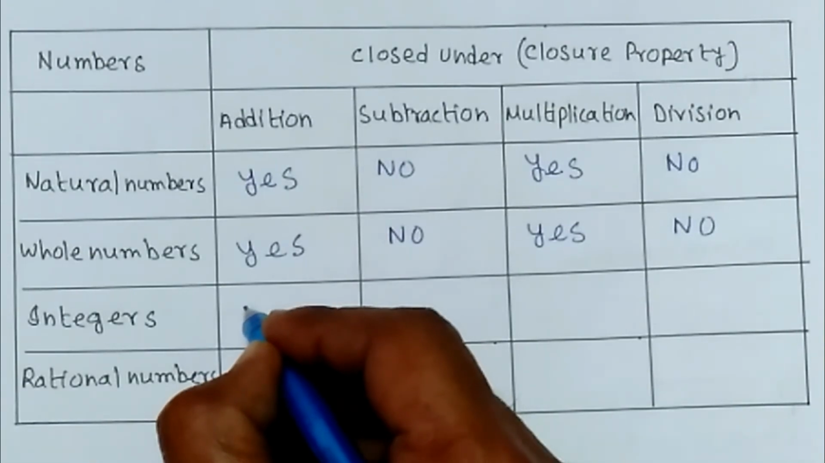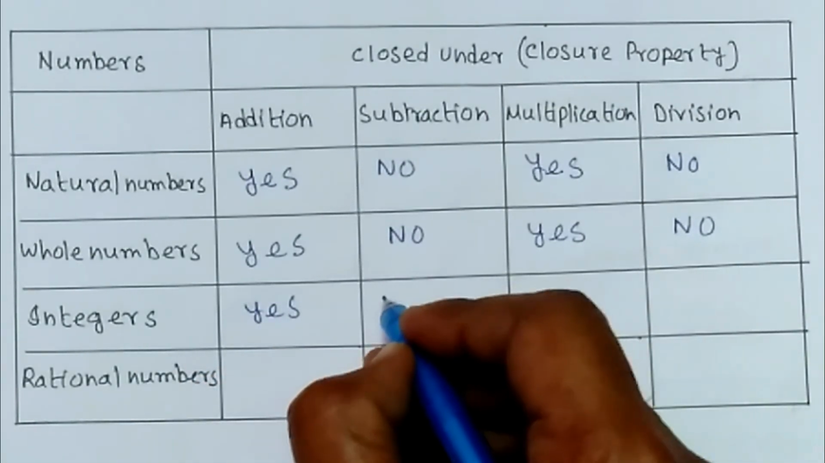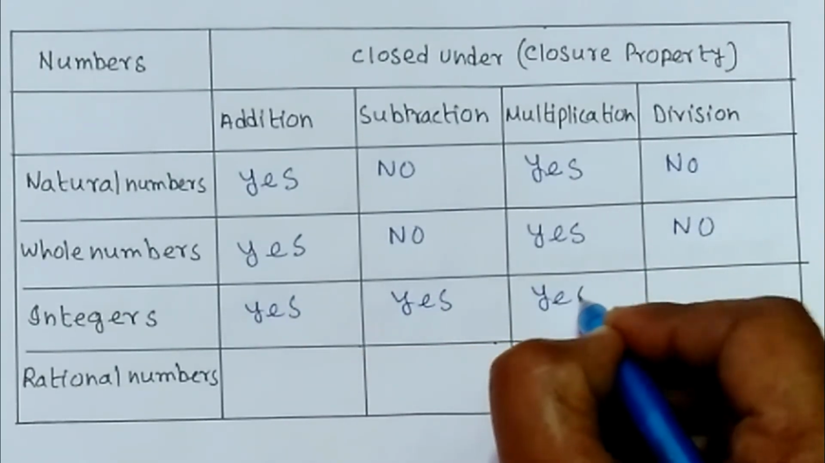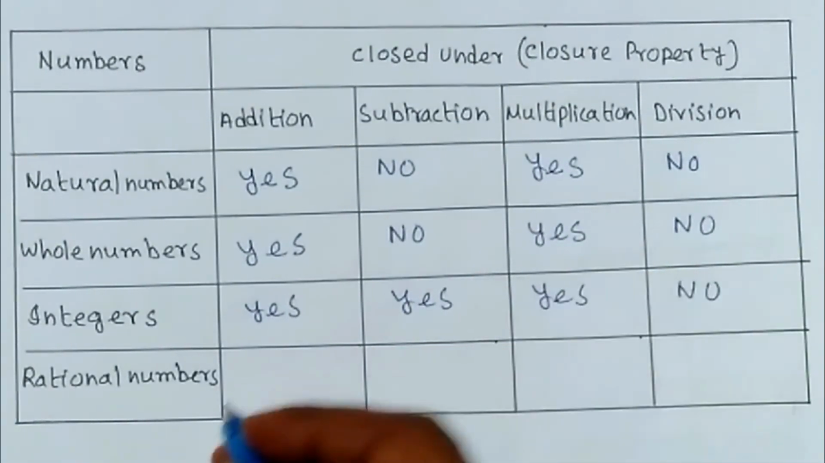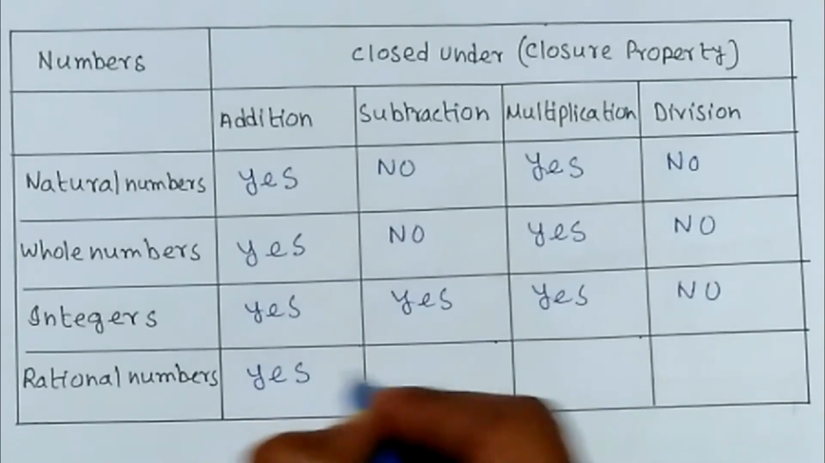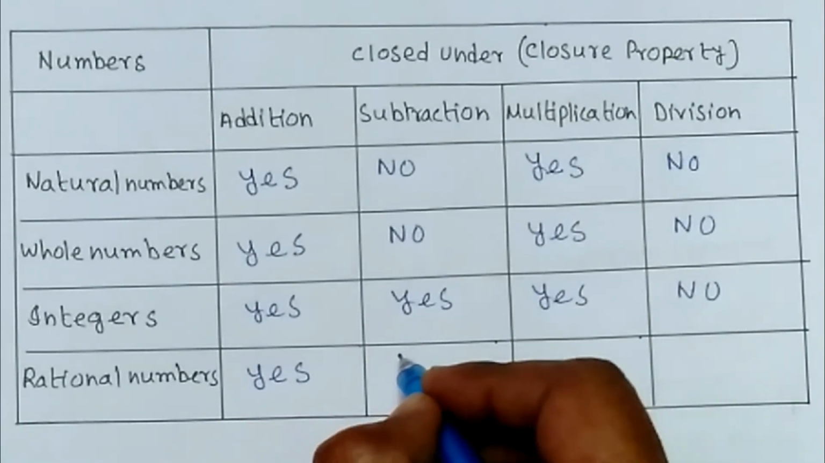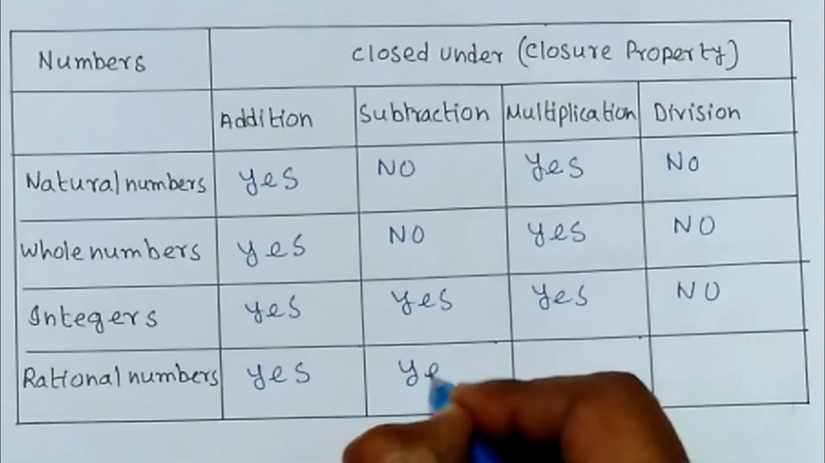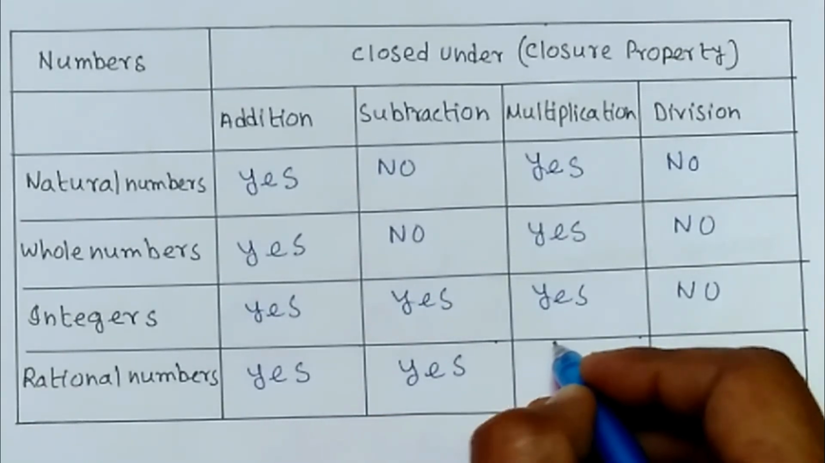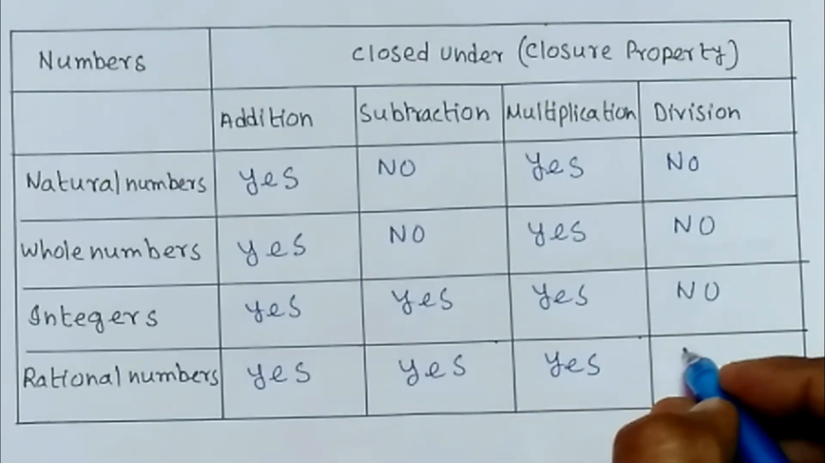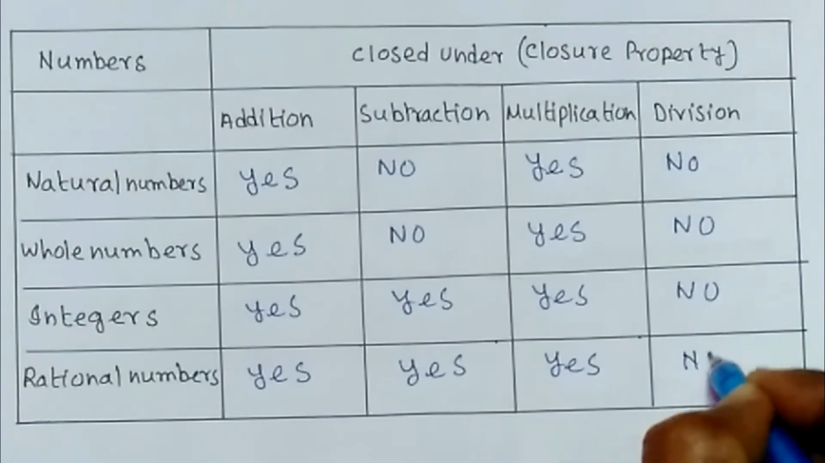Integers are closed under addition? Yes. Under subtraction? Yes. Under multiplication? Yes. Under division? No. Rational numbers under addition are closed? Yes. Rational numbers under subtraction are closed? Yes. Are rational numbers closed under multiplication? Yes. But not closed under division, so no.